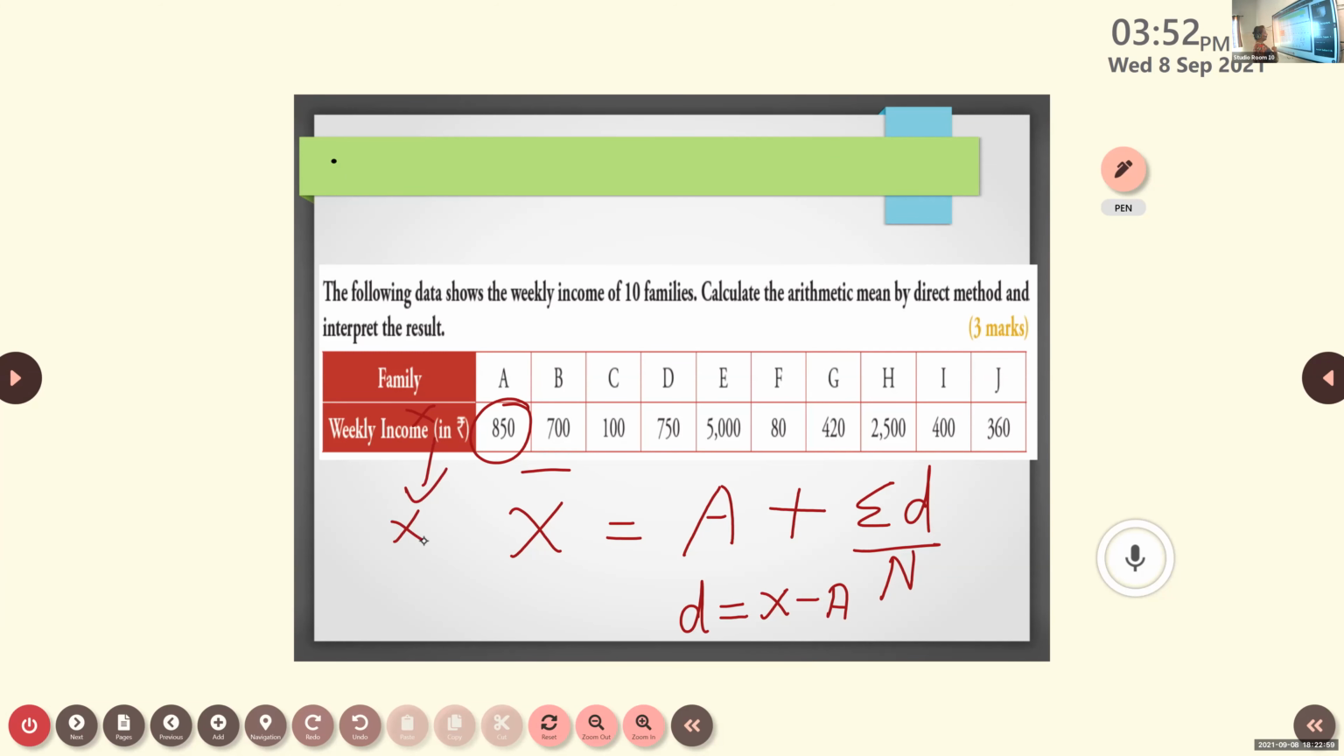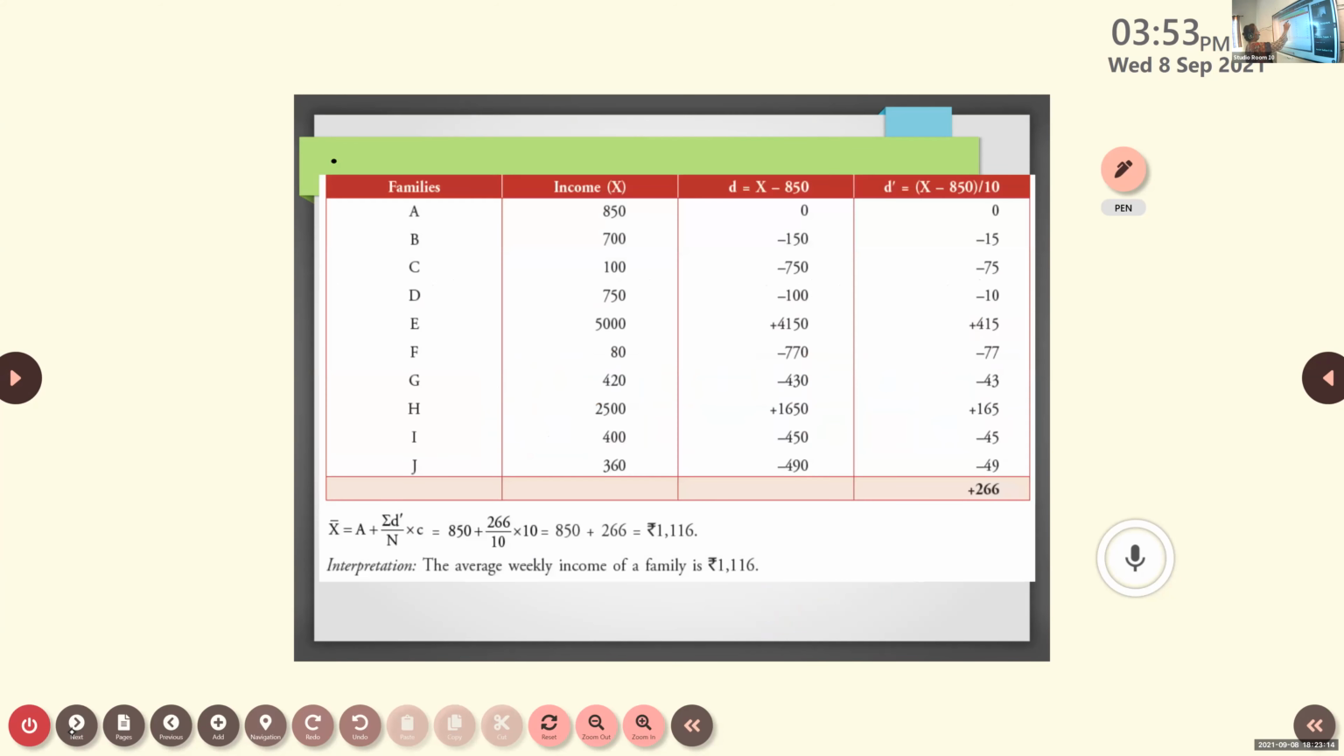We have taken 850 as the assumed mean. What you have to do is X minus A. In the sense, 850 minus 850, you will be getting 0. So you make another column here: X minus 850. 0. Then 700 minus 850, that will be minus 150. Again 750 minus 850 is minus 100. Like that, you will be getting the deviations.